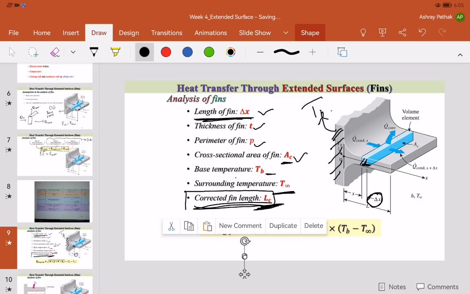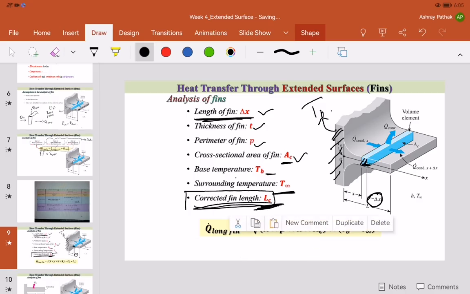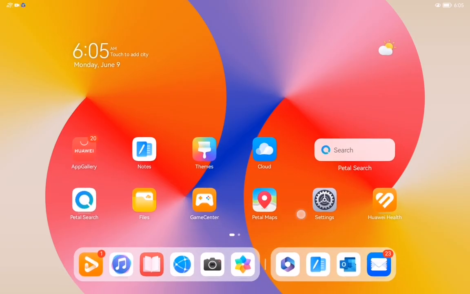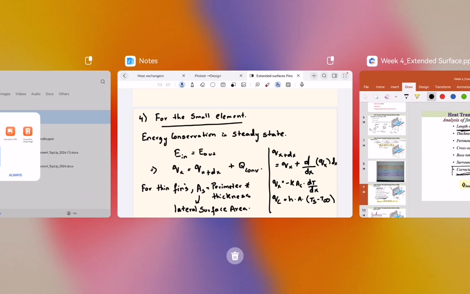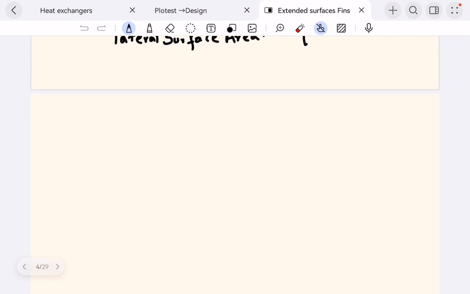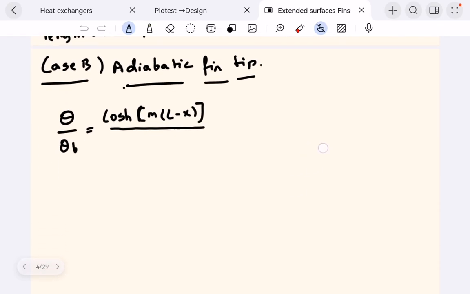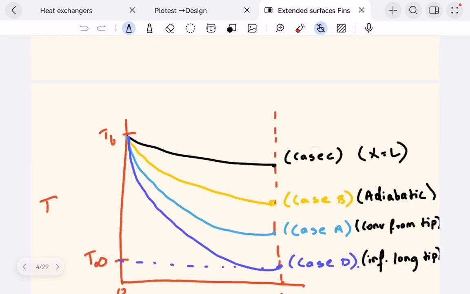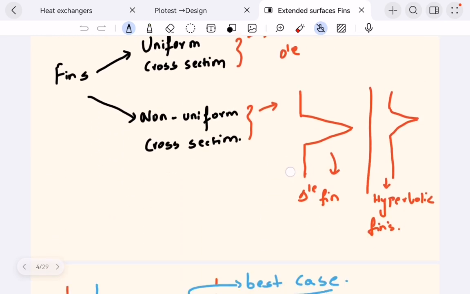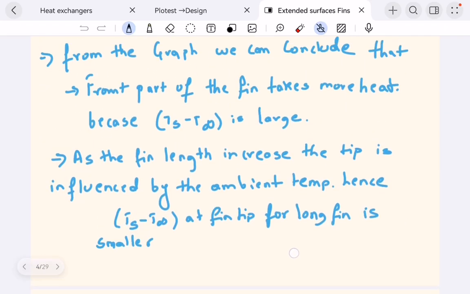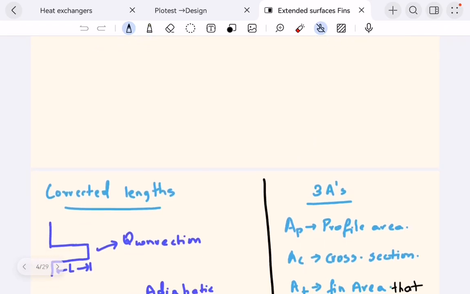Before we do that, let me show you something. So let me go back to my notes here. So why do we have this corrected fin length? What's the meaning and purpose of corrected fin length? Okay, so let me explain this.